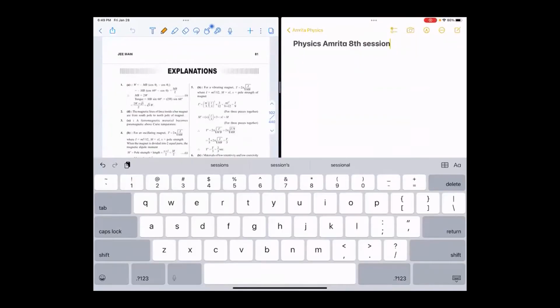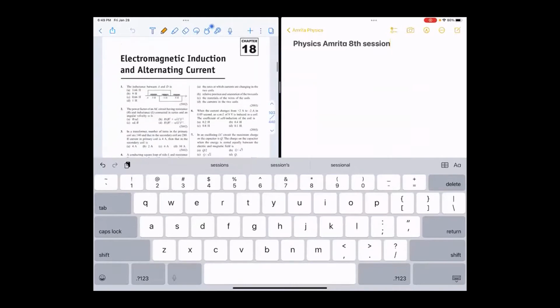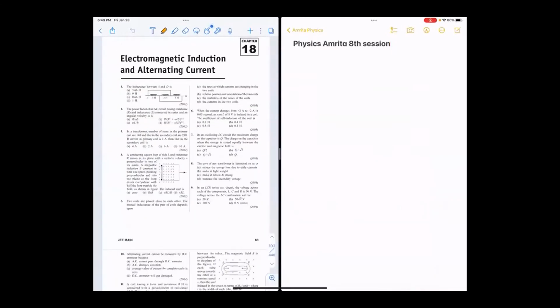So today we'll be doing EMI AC. Actually, we should do optics in the 8th session. We're extending our sessions also. That should be fine, right? So today I will do EMI and AC. Okay.